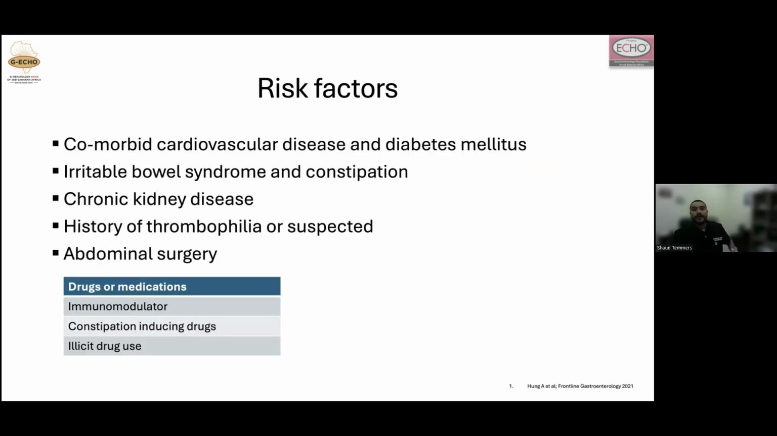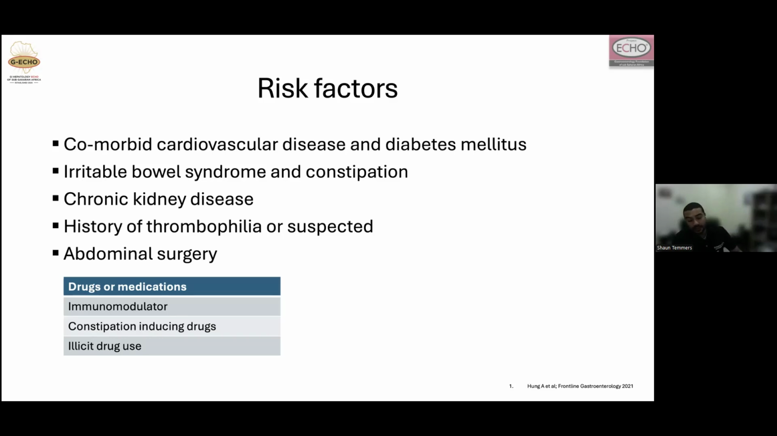So the risk factors for developing colonic ischemia include any patients that have comorbid cardiovascular disease and diabetes mellitus, the presence of irritable bowel syndrome, especially the constipation phenotype, the presence of chronic kidney disease, and a history of thrombophilia. If this was the first event, thrombophilia should be excluded. Also abdominal surgery, specifically surgery on the abdominal aorta within the last 3 or 6 months.